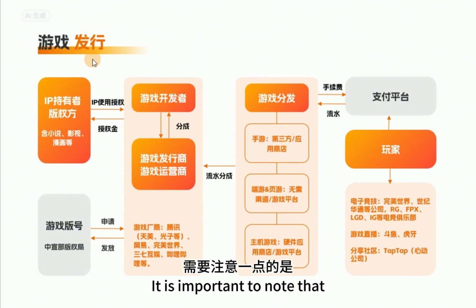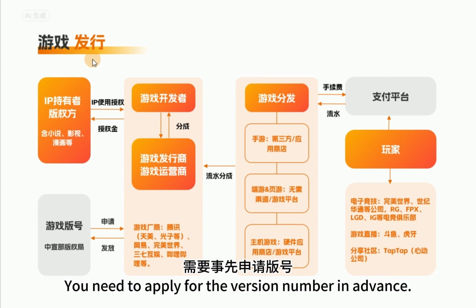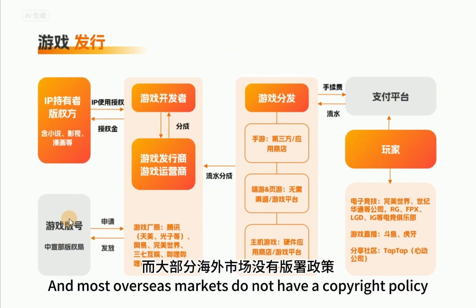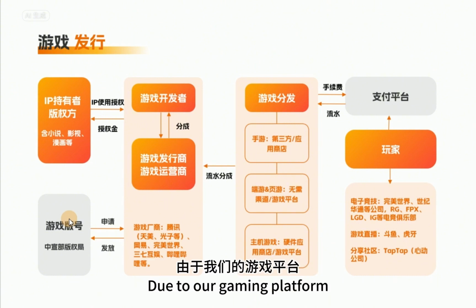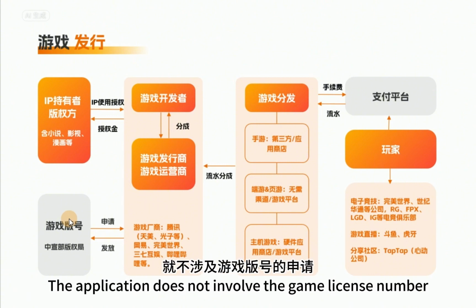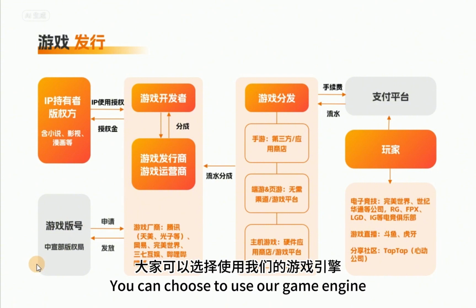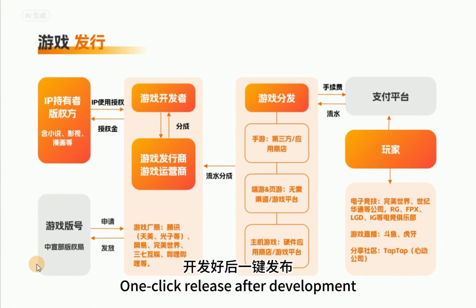It is important to note that if the game is released in the domestic market, you need to apply for the license number in advance. Most overseas markets do not have a copyright policy. Since our gaming platform is mainly for overseas markets, the application does not involve the game license number. Therefore, you can choose to use our game engine for one-click release after development.